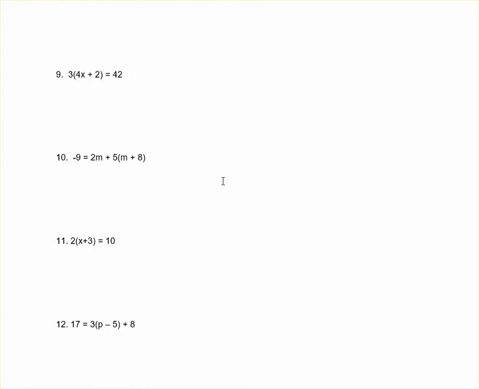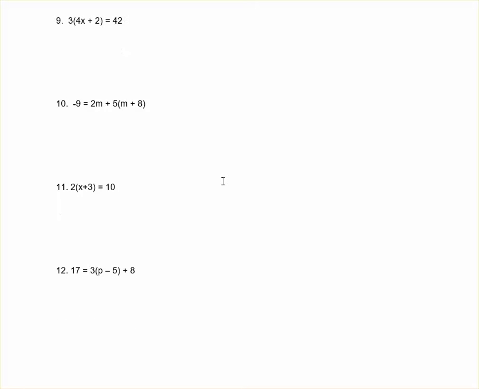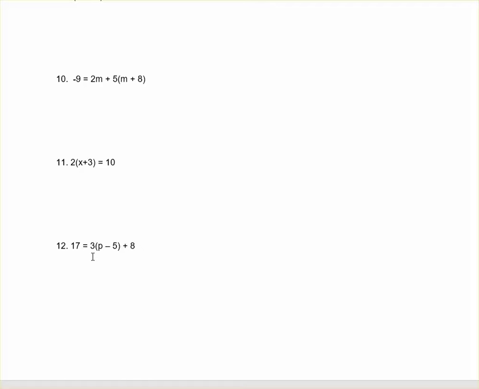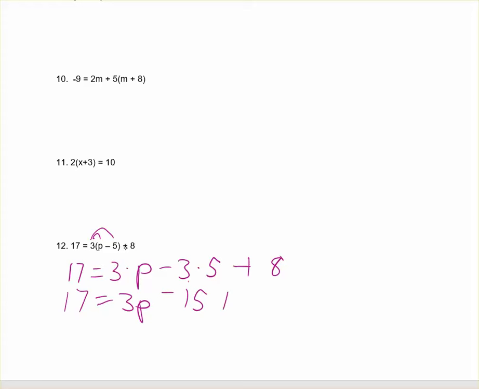For the last one today, we're going to do number 12. It says that 17 is equal to 3 parentheses p minus 5 plus 8. So we start by writing down what we have on the left side and our equal sign. And then we're going to do the distributive property. We're going to multiply 3 times p, there's a minus sign in the parentheses, and then 3 times 5. And then we just rewrite the plus 8 at the back. Now we simplify. 3 times p is the same as 3p. 3 times 5 is 15, and then we have a plus 8.